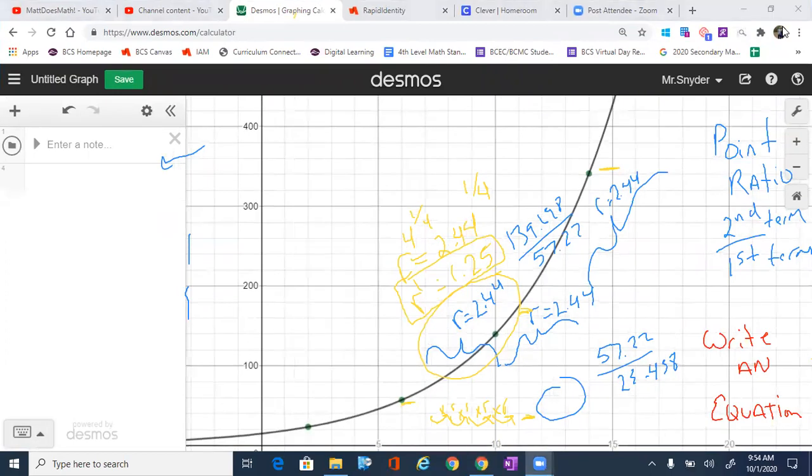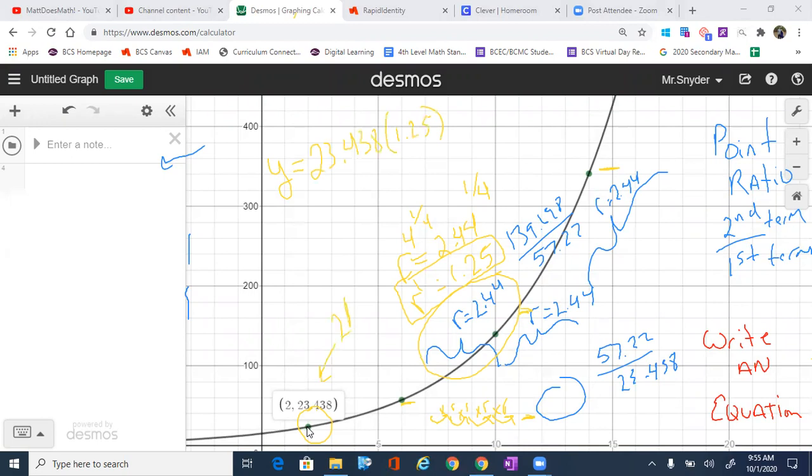Let's make an equation real quick. It should be pretty easy. When we look at this first point, which is 2 and 23.438, we can use the point ratio form, which means we start at 23.438. So I'm going to write y equals 23.438 and put in my rate of 1.25.